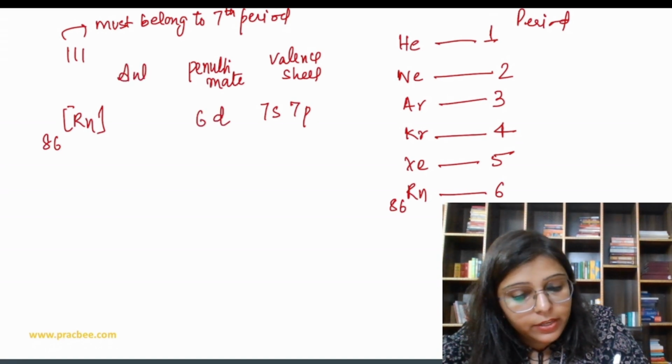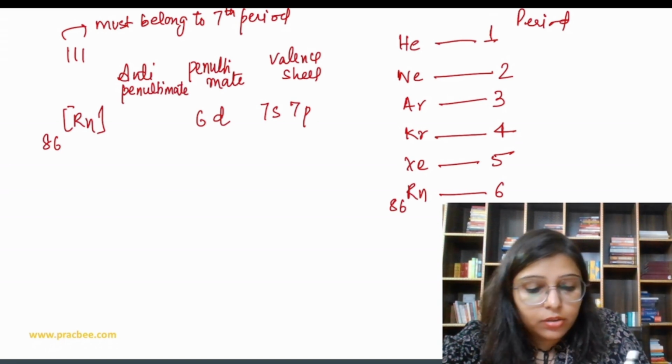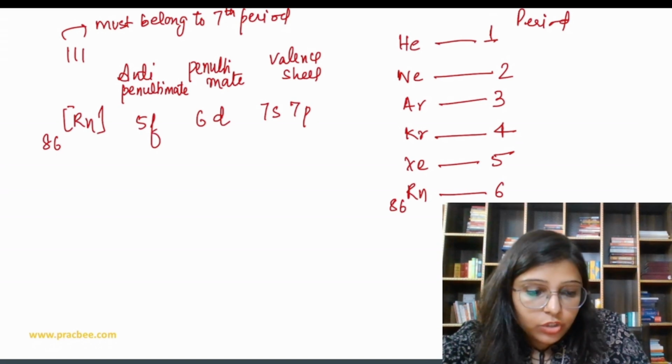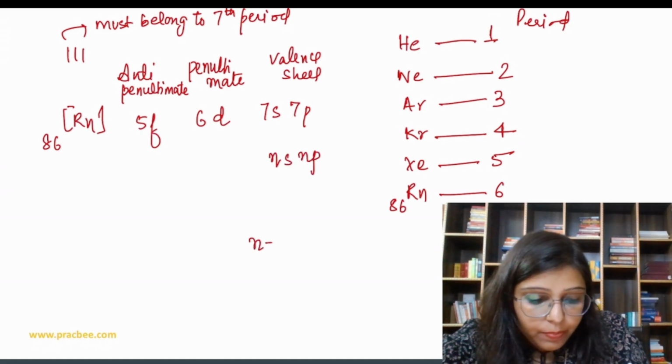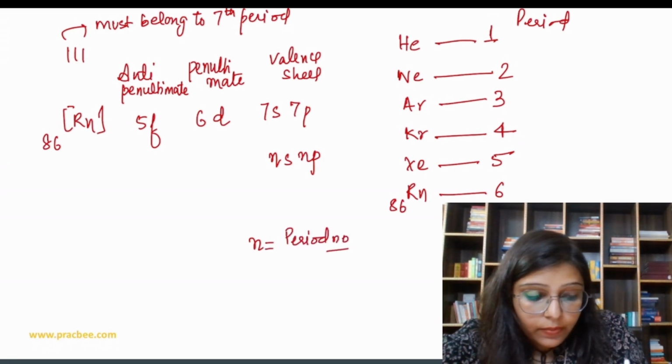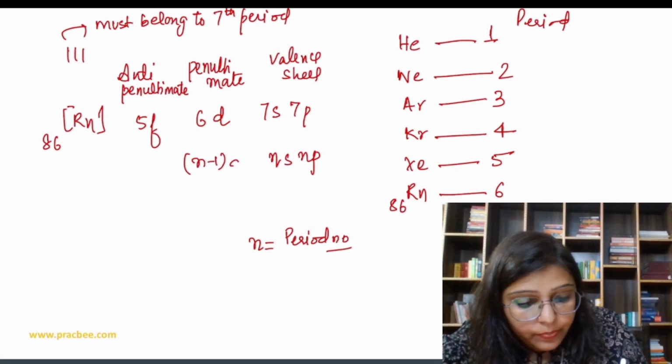And the anti-penultimate shell means the shell which is before the penultimate. So that is going to be 5f. So generally the valence shell is represented by ns and np, where n is equal to the period number, right? Then we have (n-1)d, and then we have (n-2)f.